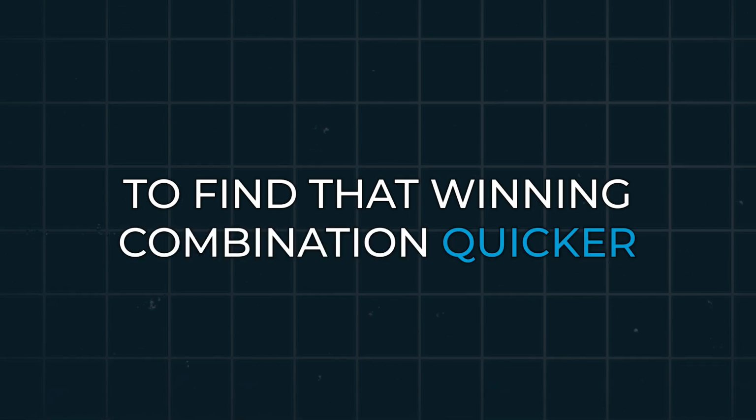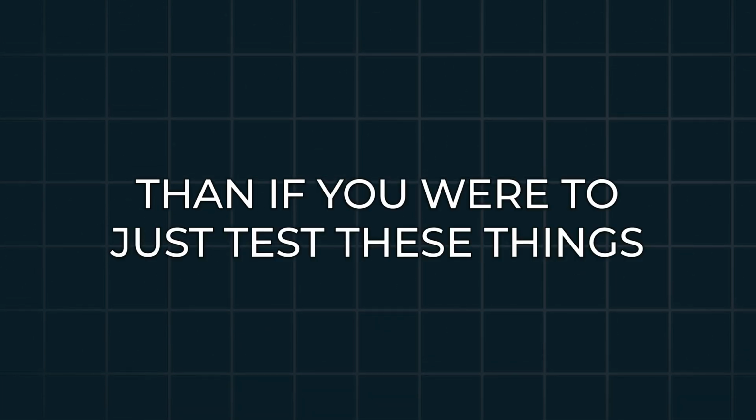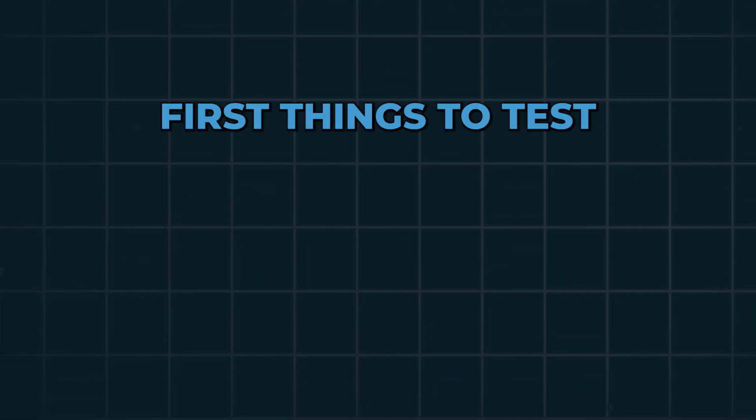The idea here is that if you haven't yet found which audience or which messaging is going to drive you results, you're kind of casting a wide net and splitting your ad budget up amongst multiple audiences and multiple ads to find that winning combination quicker than if you were to just test these things one by one. So here are the first things I would test.